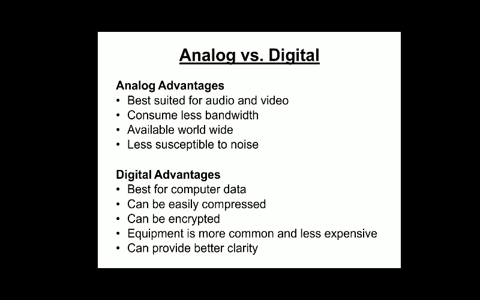Both these analog and digital signals have pros and cons. While for audio and video, analog signals are best suited. Also, they consume less bandwidth. We see them everywhere throughout the world and they are less susceptible to noise. But digital signals are needed by computer to calculate, compress and encrypt. Equipment that deals with digital signals are common and less expensive and they can provide better clarity.